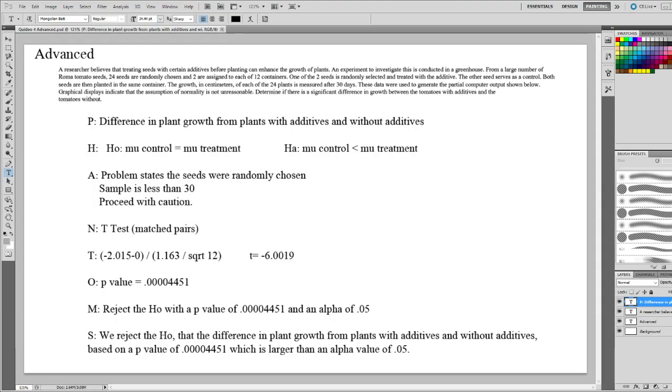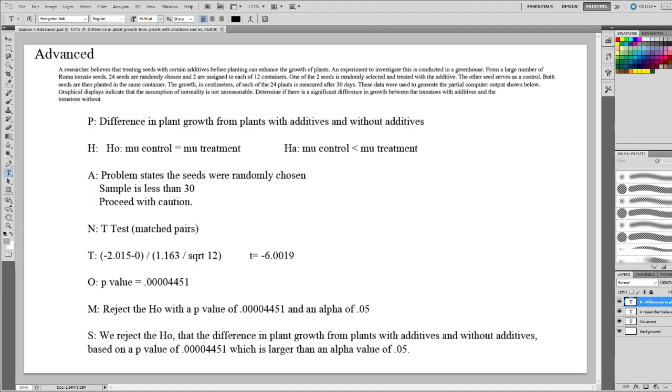So our assumptions are: the problem states the seeds were randomly chosen, so it is randomly selected. Our sample is less than 30, at 24 and 12. So we have to proceed with caution, knowing that the sample is less than 30, so it cannot be assumed to be normally distributed. For N, name the test. It is a t-test using matched pairs.